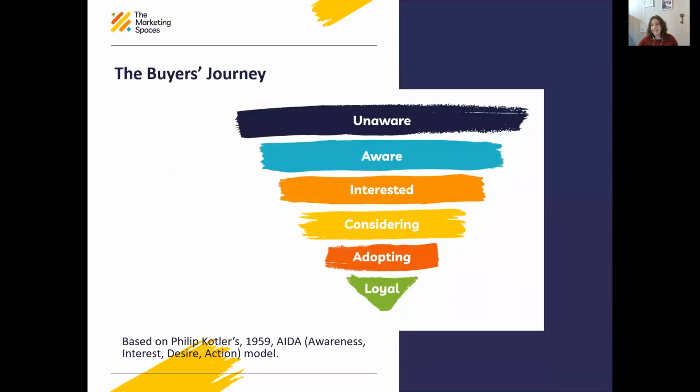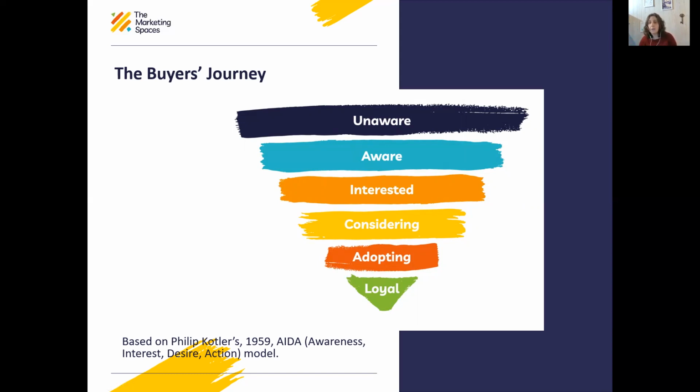This is the buyer's journey. It is adapted from a model by Philip Kotler, it was a 1959 model called AIDA, which was awareness, interest, desire, action. I've adapted it to this one. There are hundreds, if not thousands, of adaptations of the buyer's journey. They all follow the same principle, that when somebody is moving towards adopting, in this case I called it adopting, Kotler called it action, towards making that purchase decision, they go through a series of phase steps. So let's look at them.